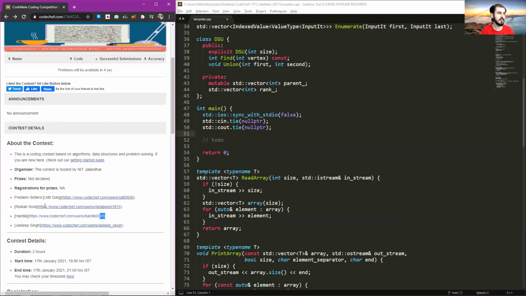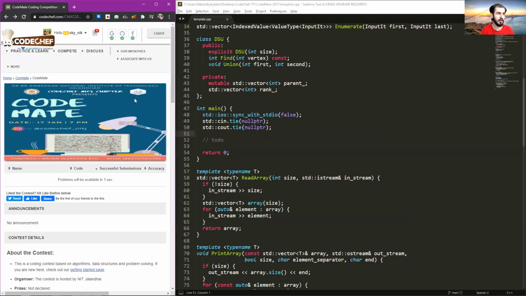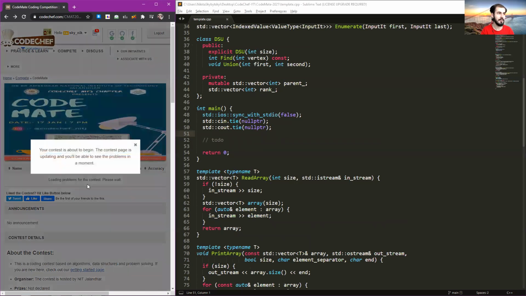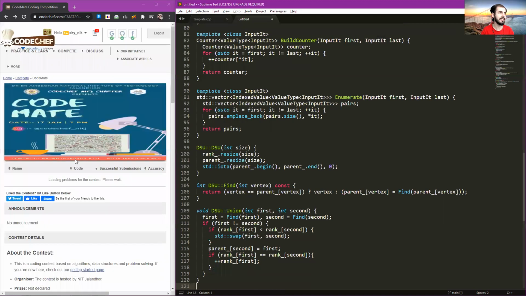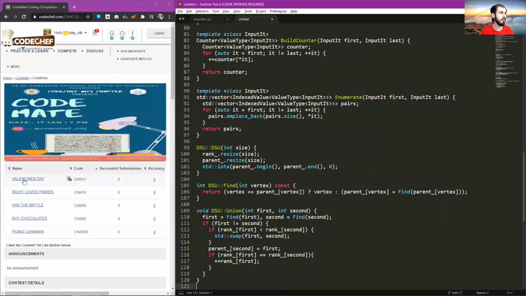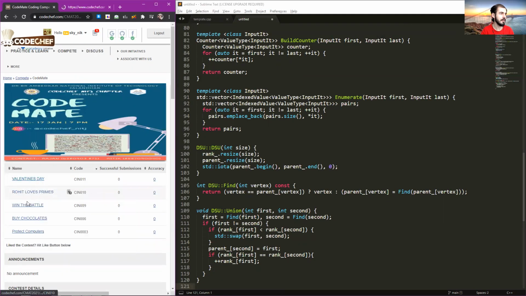So apparently the setters are the same people. I hope this time the problems will have statements, and not like the previous time. Okay, apparently at least the problems have names, which already helps.